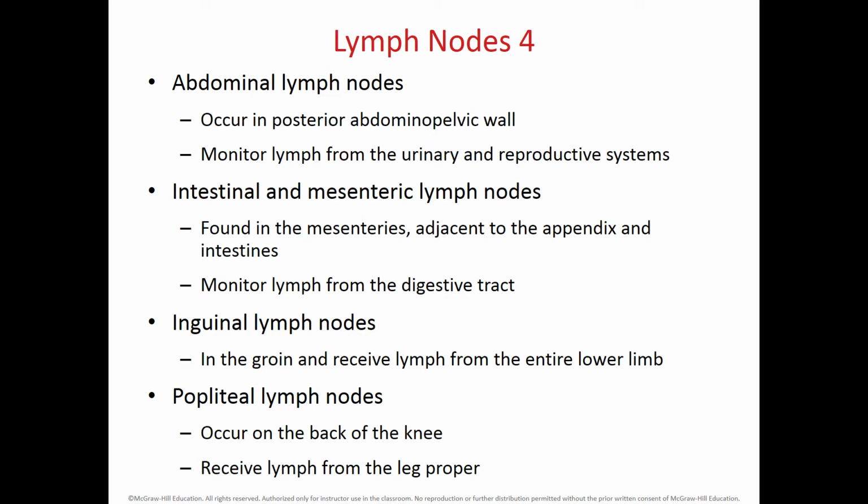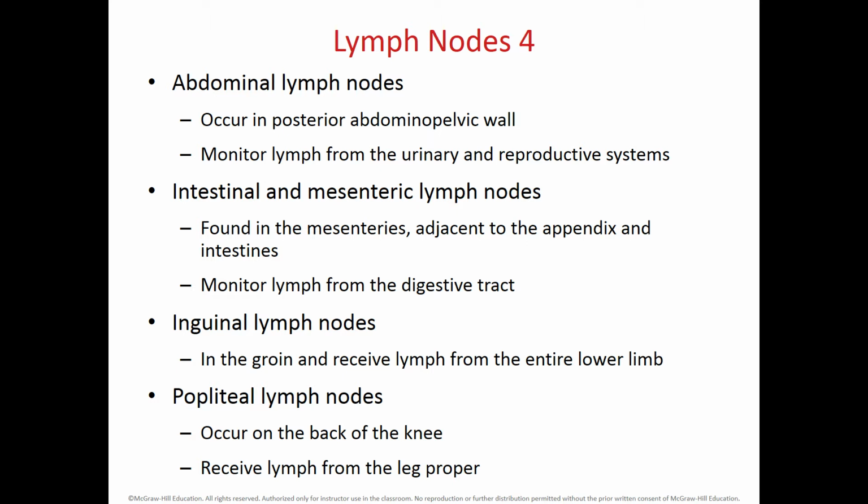Similar for the abdominal lymph nodes and the intestinal lymph nodes, okay? Now, the abdominal lymph nodes are located within the posterior abdominal pelvic wall, and they drain or cleanse the lymph coming from the urinary and reproductive systems. These lymph nodes of the reproductive system will be detecting problems of the internal organs of the reproductive system.